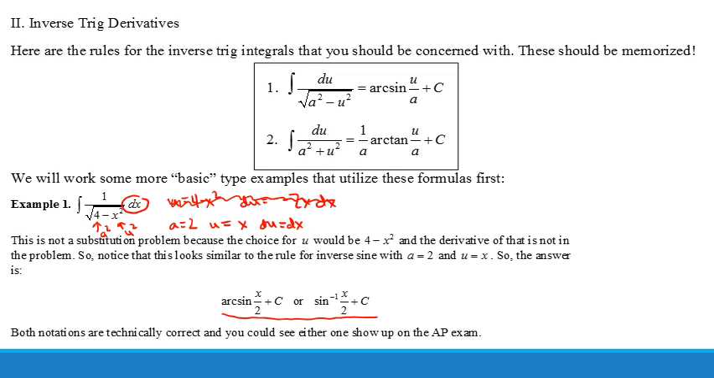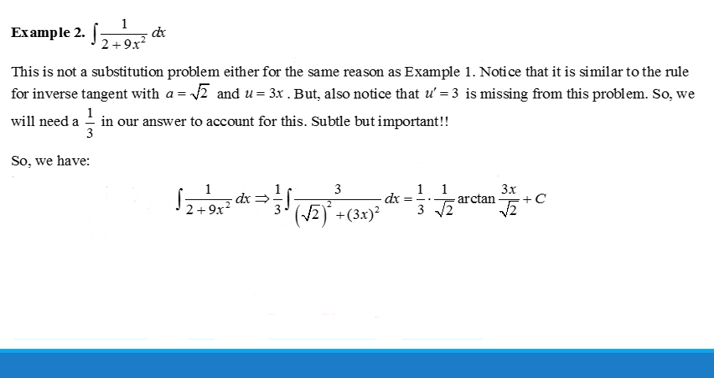Okay, just so you know, both notations are technically correct, and you could see either one show up on the AP exam. So you need to know that the arc sine notation and the sine to the minus 1 power, those two things mean the same thing.